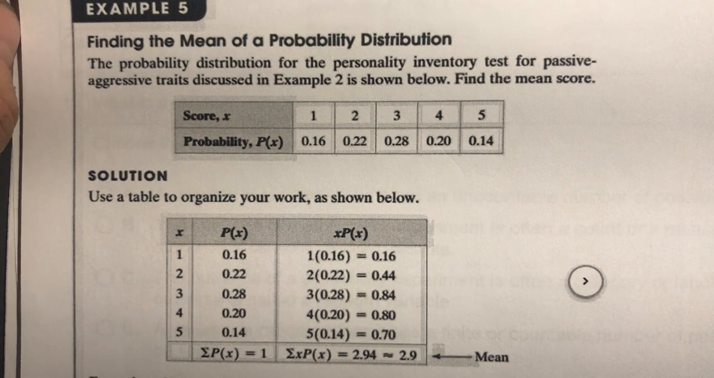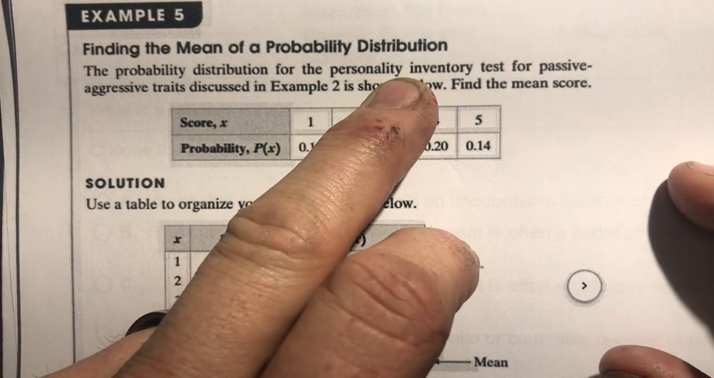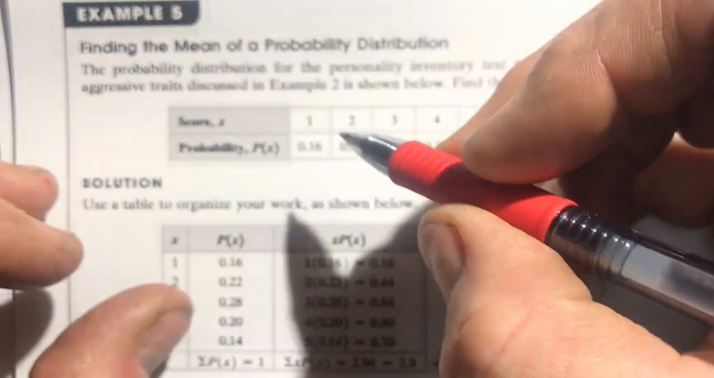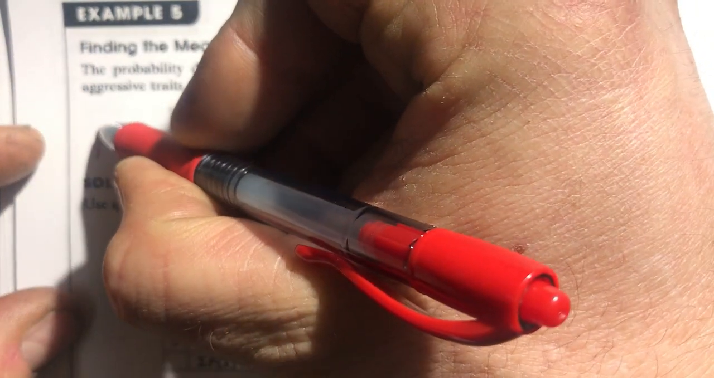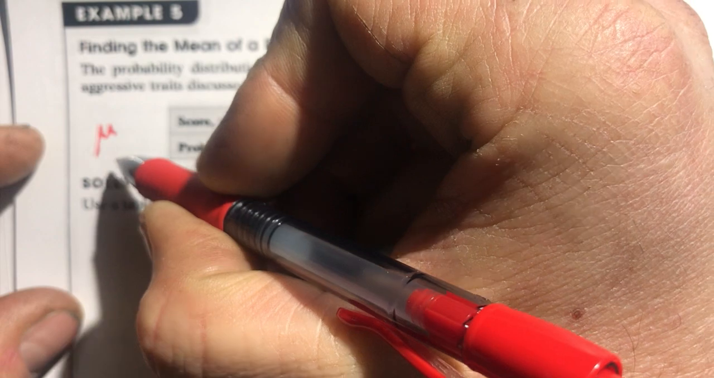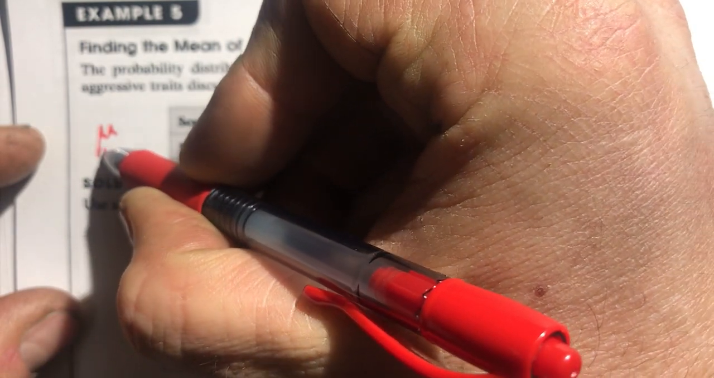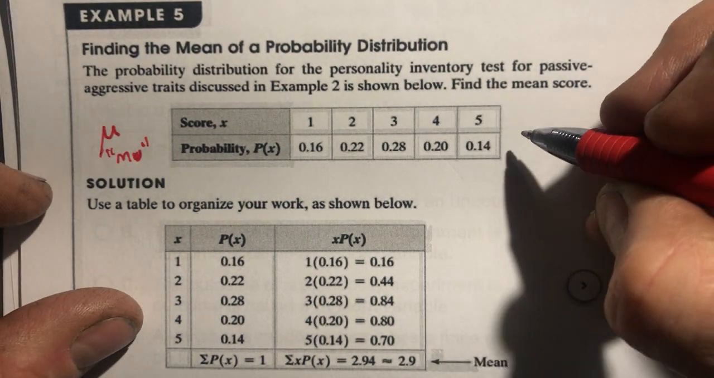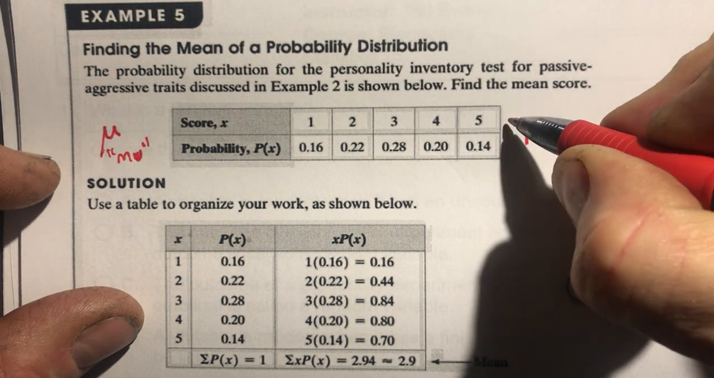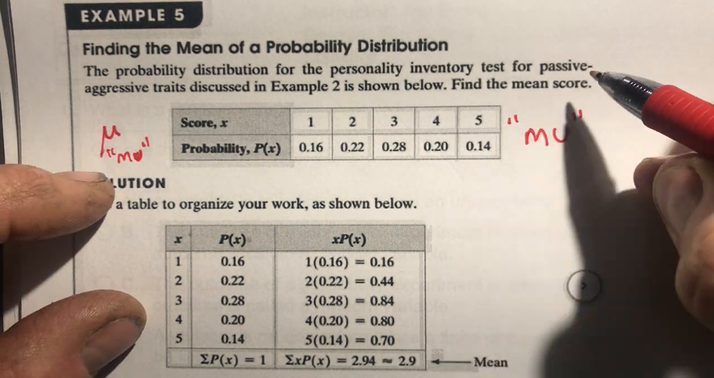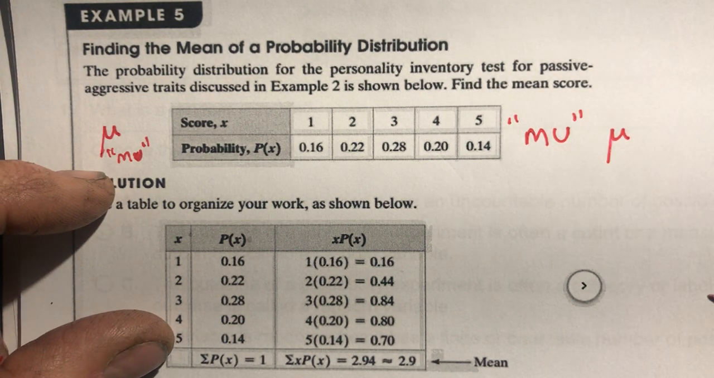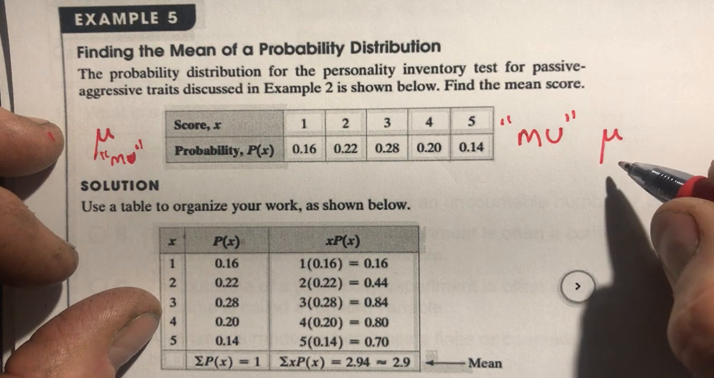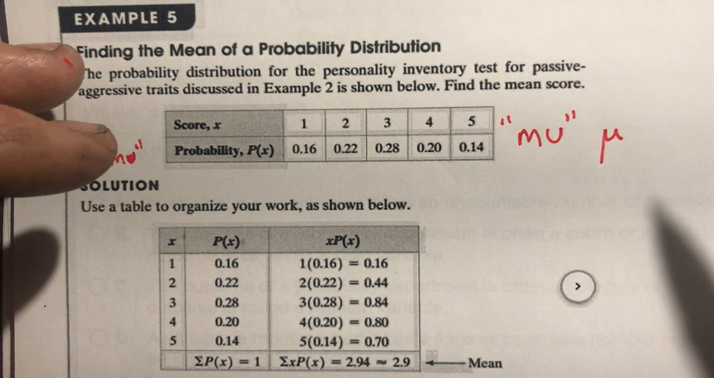Now, finding the mean of a probability distribution. Of course, mean is average. Finding the average. And of course, mu, this is the little symbol. This is mu, is how you say this. Mu, with the U there. This is mu right here. That's the mean. This is a symbol we use for the mean, which is the average.